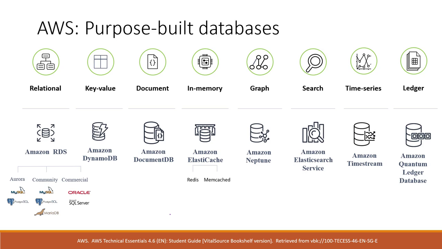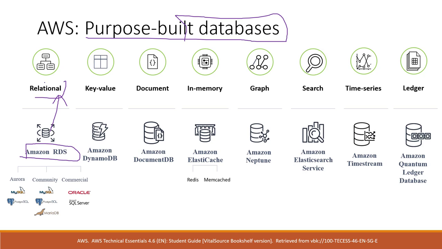Okay, so now let's go back to AWS. On AWS, they provide different types of databases. Amazon RDS is the solution for relational databases, and it supports different engines. They have Aurora, which supports MySQL and PostgreSQL. They also have community versions and commercial versions. For the commercial versions, you have to pay for a license to use Oracle and SQL Server.